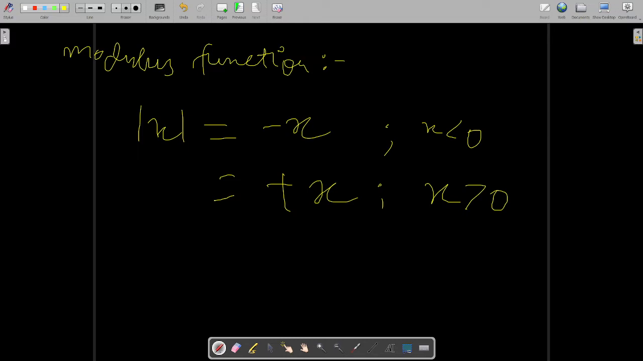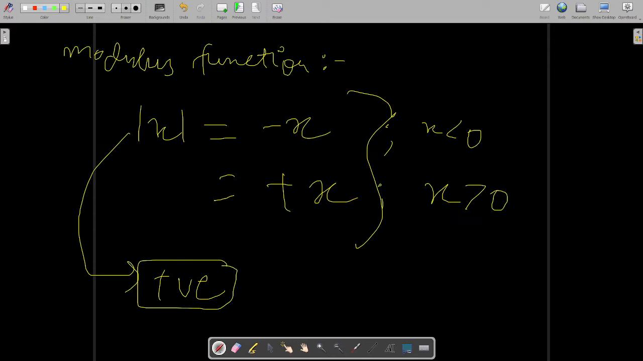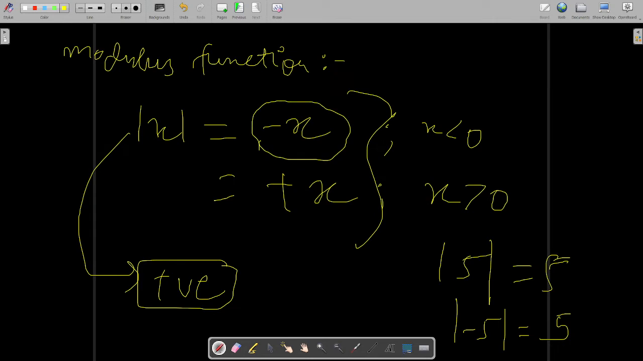Students get confused over here in this modulus function. Why do they get confused? They think that the modulus should always open with a positive sign. They say the value of mod is always positive, because even if I take mod of 5, it is 5, and even if I take mod of minus 5, it is 5. So in either case it is yielding you 5. Then how is it minus x for x smaller than 0, and plus x for x greater than 0? They ask like that. So first of all, I would like to tell you one thing.